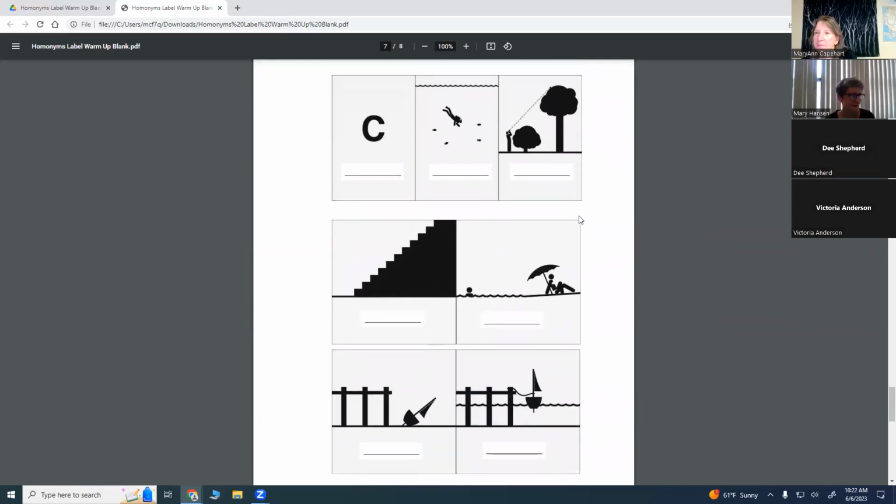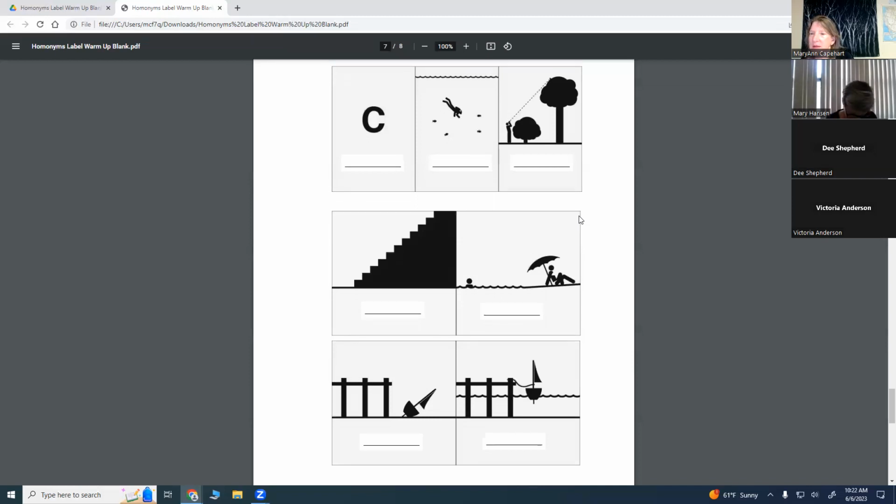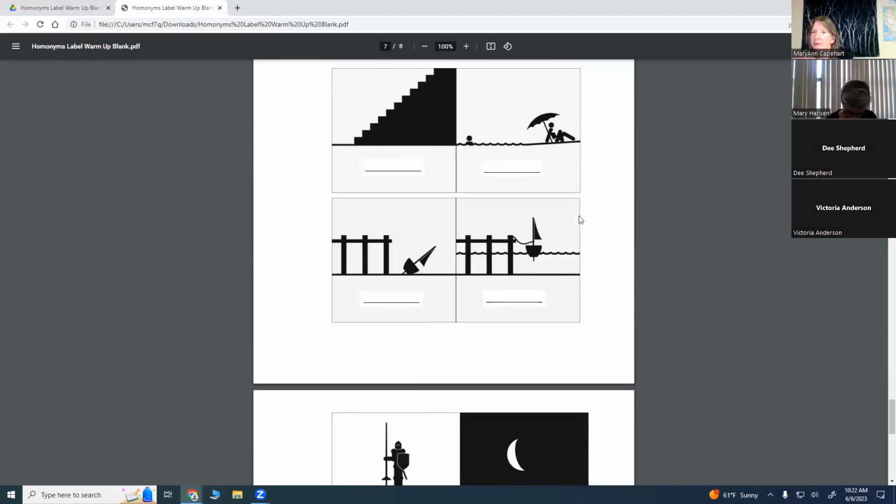How about this one? Obviously, it sounds like C. What's the second one? SEA, and the third one? SEE.